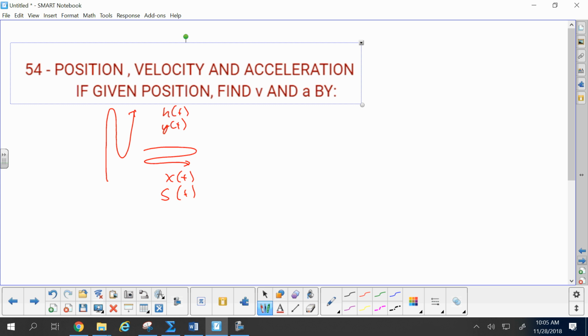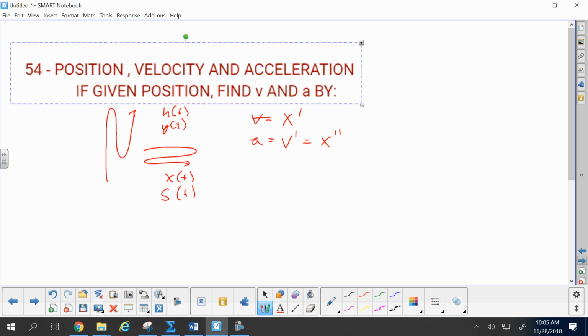But if I gave you position, how would you find velocity? Velocity is the derivative of position, and acceleration is the derivative of velocity or the second derivative of position. Yep. So you take derivatives there.